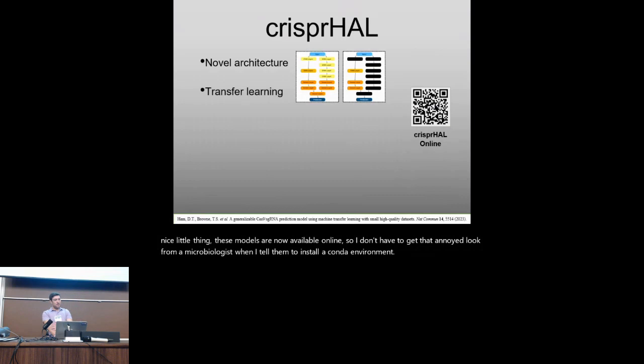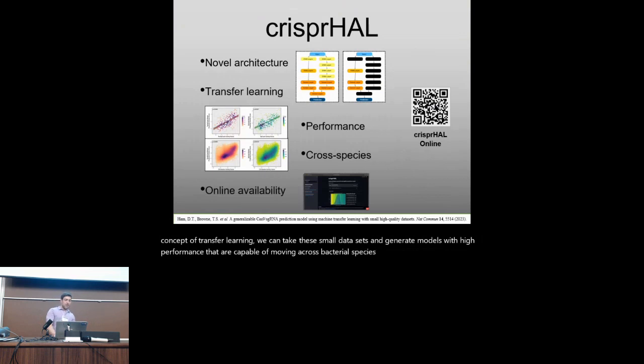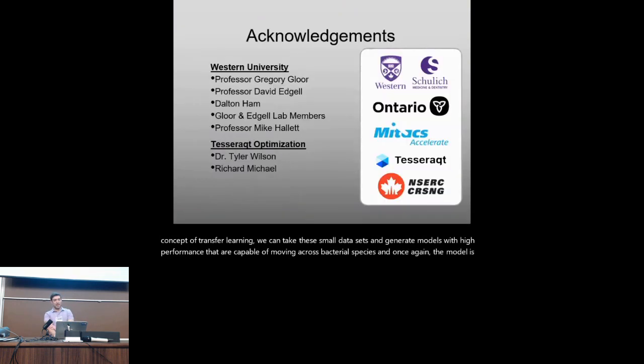But yeah, overall, what I've shown is that through the use of kind of a novel architecture and the concept of transfer learning, we can take these small data sets and generate models with high performance that are capable of moving across bacterial species. And once again, the model is available online.